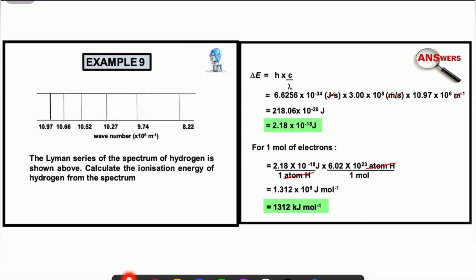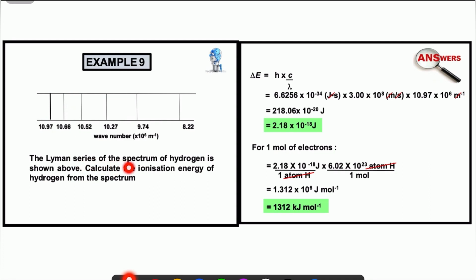Next, let's see example 9. It gives you the line spectrum with the wave number. Wave number refers to 1 over lambda, the value of 1 over lambda. The farthest line here, this is the farthest one, and this is for the last electron, the convergence limit.